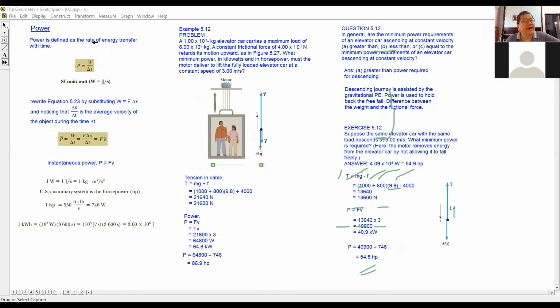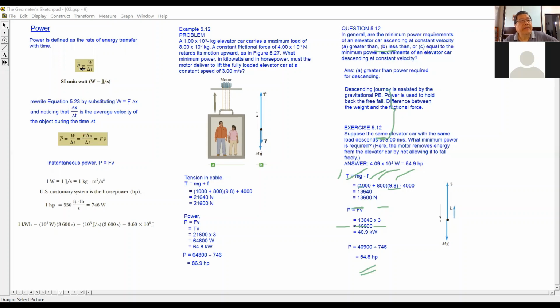Power is defined as the rate of energy transfer with time. So P with a bar at the top there. This is the average power, average because sometimes the power is more, sometimes less, or maybe the power is increasing. So we take the average.